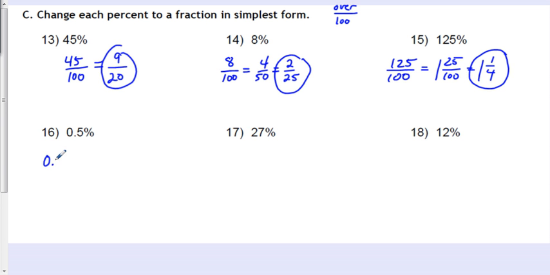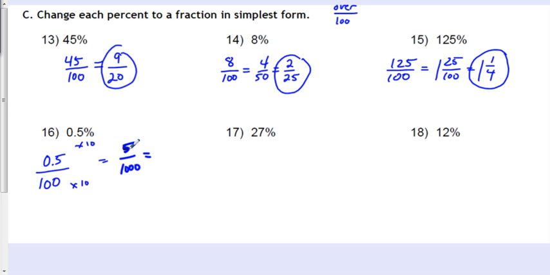This one's a little bit tricky because we have to put 0.5 over 100. It can be a little tricky to simplify this. What we'll do first is multiply both the numerator and the denominator by 10. What that will do is multiplying by 10 moves the decimal 1 to the right, so 0.5 becomes 5, and 100 becomes 1,000.